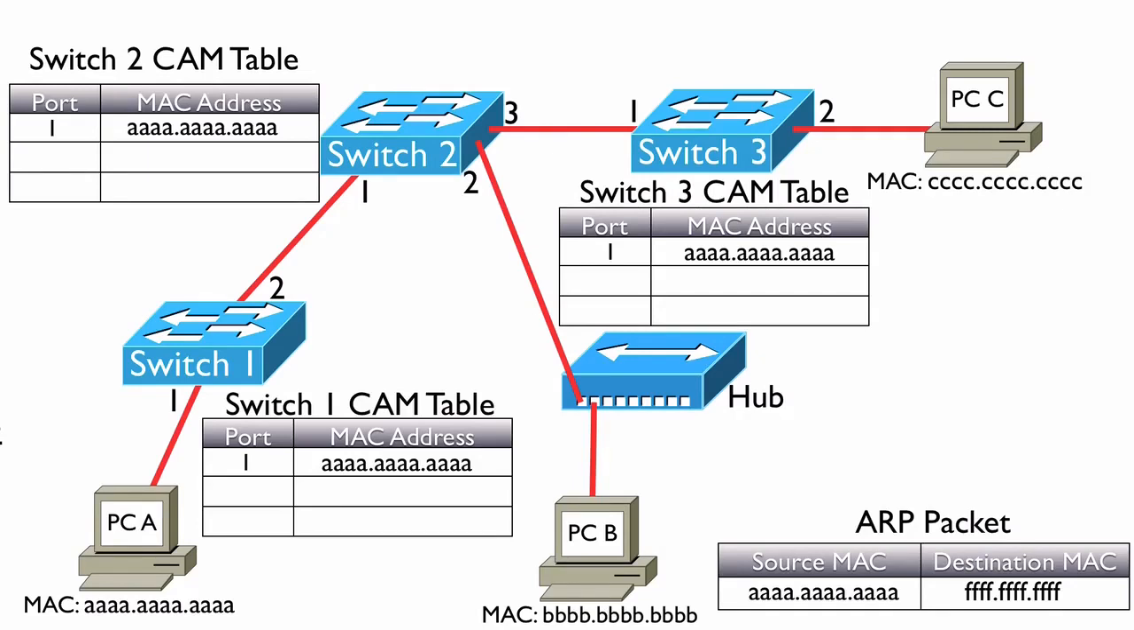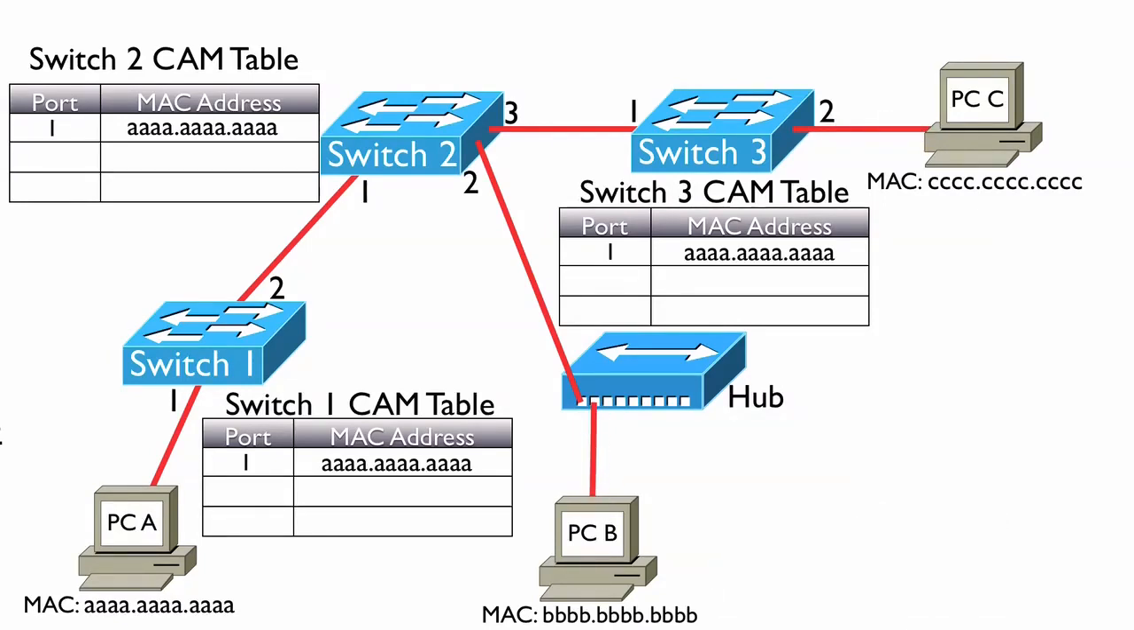Now the hub, it doesn't learn anything. It's just a repeater. And it's going to just repeat those bits and send them down to PCB, which will say, this isn't for me, and it will discard it. Switch 3, it's going to flood that frame out of port 2. It's going to go to PCC, and it's going to say, that's not for me, and it's going to discard it. But that completes this initial ARP broadcast from PCA out to our network.